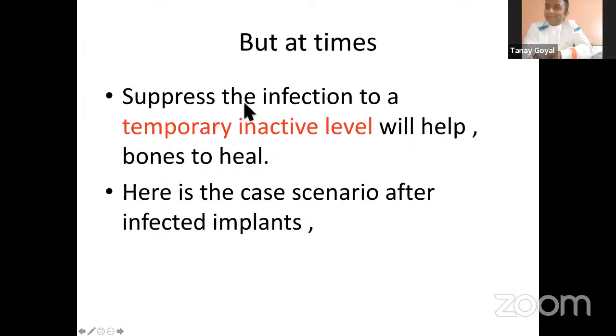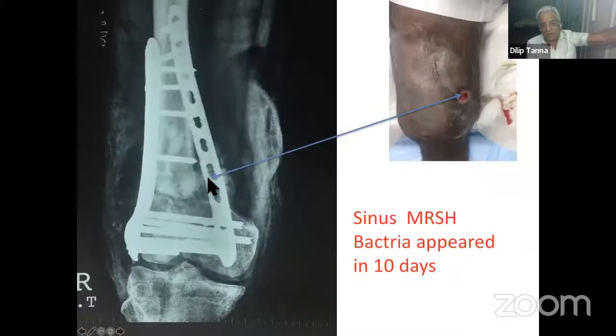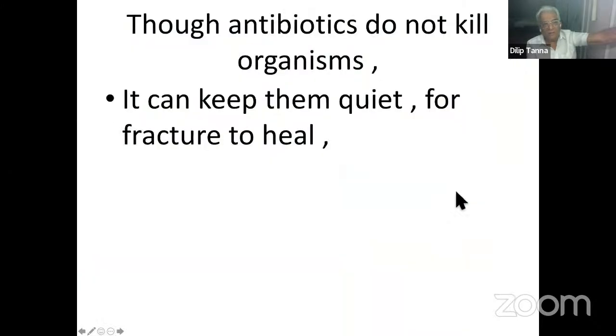So suppressing the infection to a temporarily inactive level will help bones to heal. Now here, after debridement and 6 weeks of antibiotics, the patient was reoperated with a repeat construction. Here is a patient who came like this and was operated upon. A sinus occurred after 10 days of the second operation; it was cleaned out, everything became all right, and at 3 months this was the situation, and the bone was grafted. So though antibiotics do not kill the organisms, they can keep them quiet for the fracture to heal.